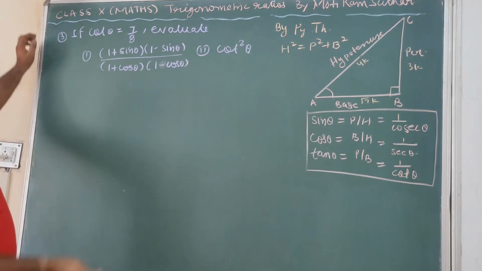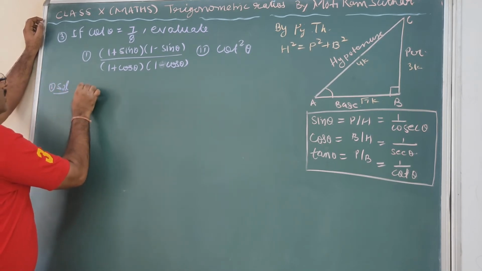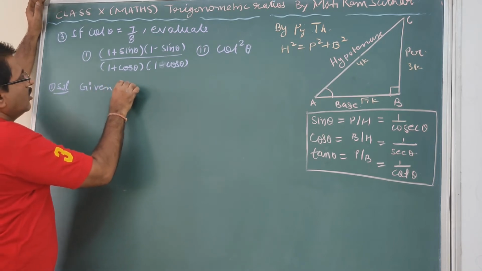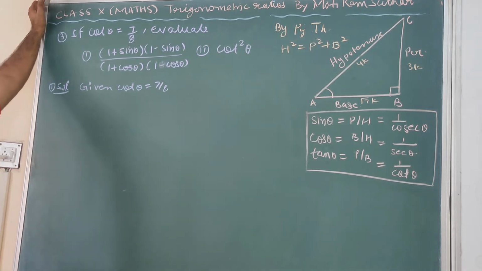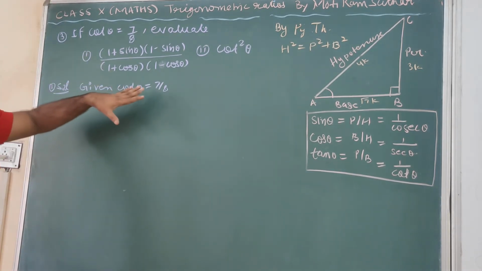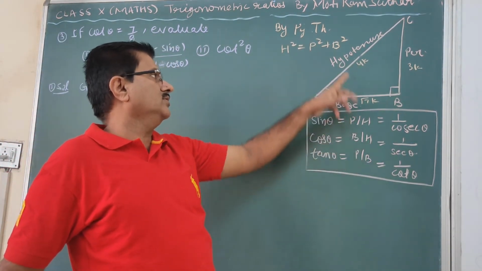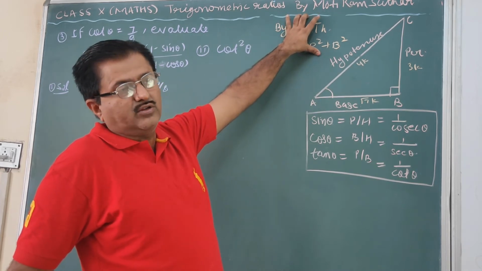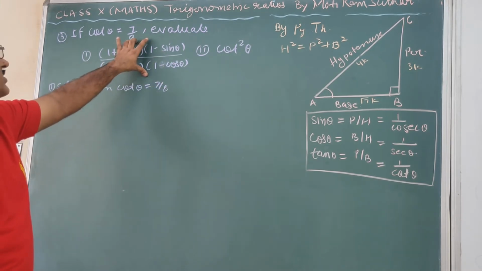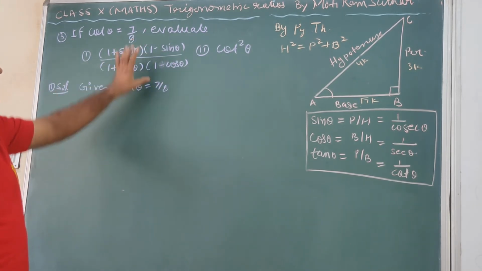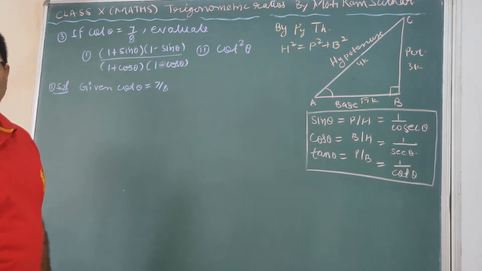Clear? So if you consider the first, we are given cot theta equal to 7 by 8. Clear? Now there are two methods. With the help of cot theta, we get the ratio of perpendicular and base. You find the hypotenuse using the Pythagoras theorem, and then you can put the value of sin theta and cos theta, as in the previous two examples we have already done. The other method is that you may simplify this in some cases and then put in the value.